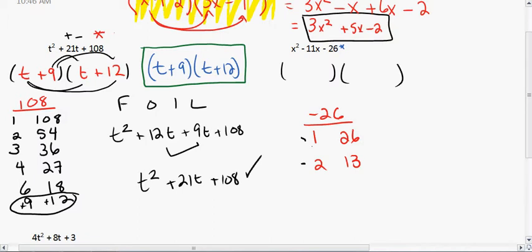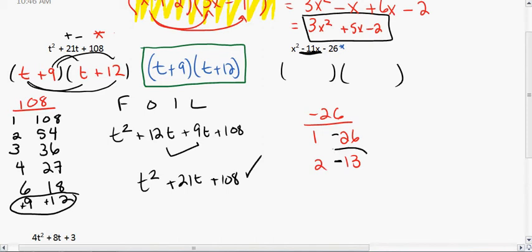So negative 1 and 26, that would be 25. That's not negative 11. 1 and negative 26. That's going to be negative 25. Definitely not what I want, which is negative 11, that middle term. Negative 2 plus 13. Well, that'd be a positive 11. That's not exactly what I want, but very close. If I make the 13 negative, 2 minus 13, that's going to give me a negative 11.